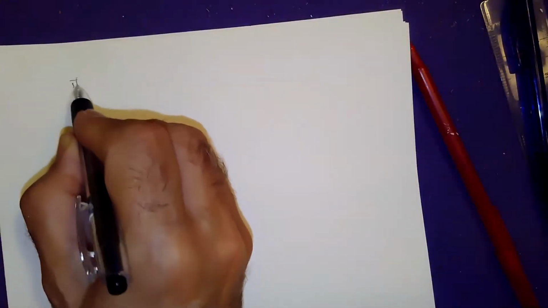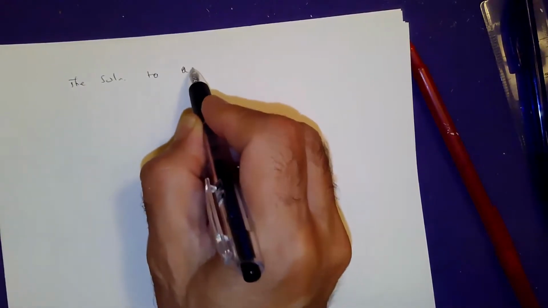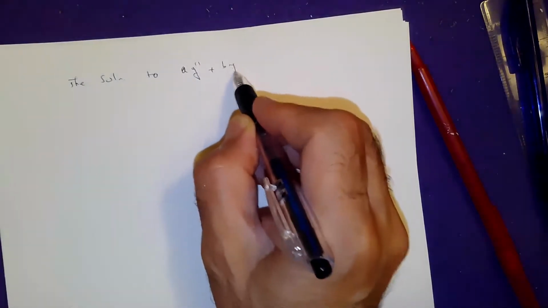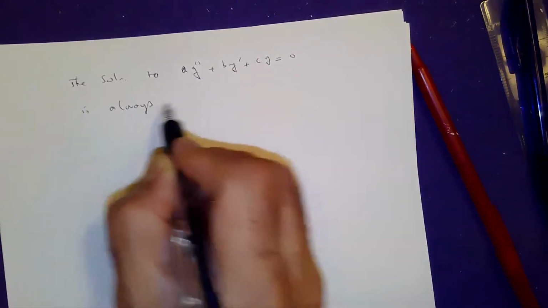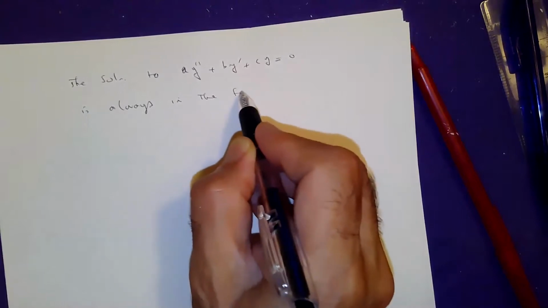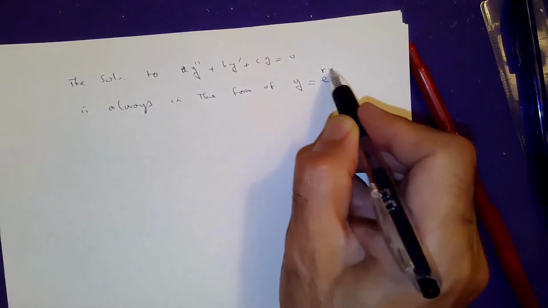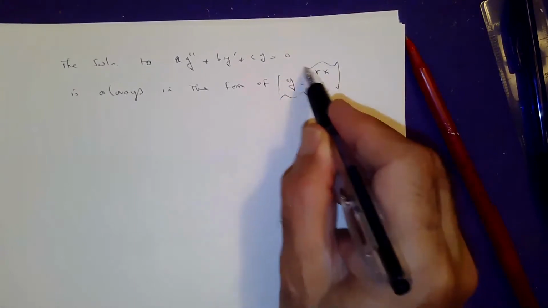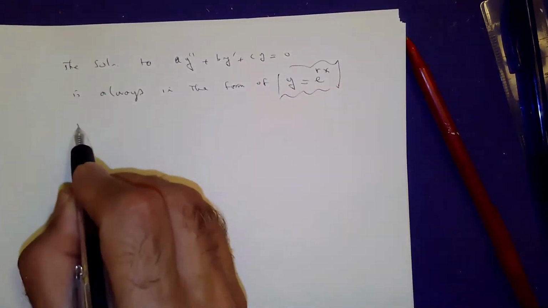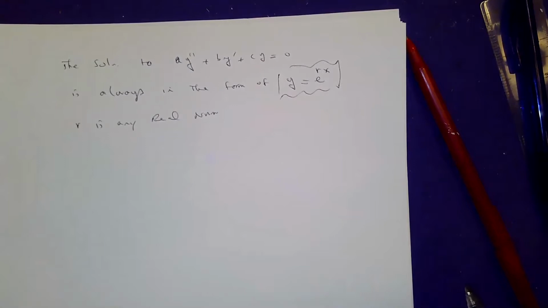The next idea, let me just do this. The solution to this kind of equation, a y double prime plus b y prime plus c y equals 0, is always, rain or shine, in the form y equals e to the power of r times x, where r is any real number. Okay. So how do you do this?